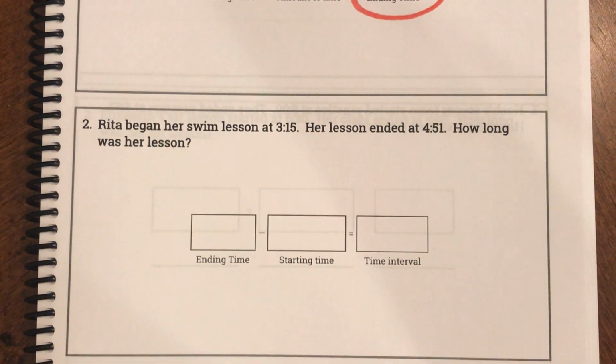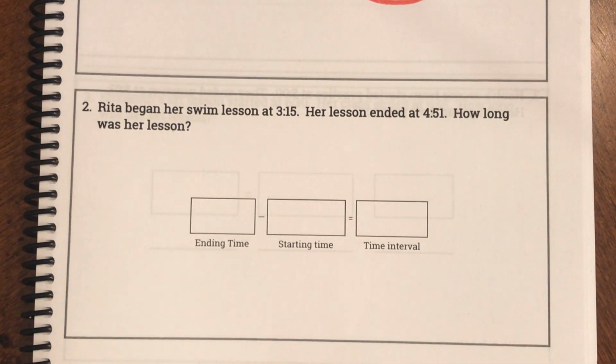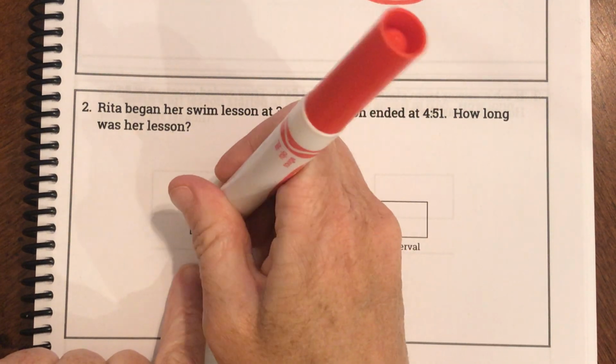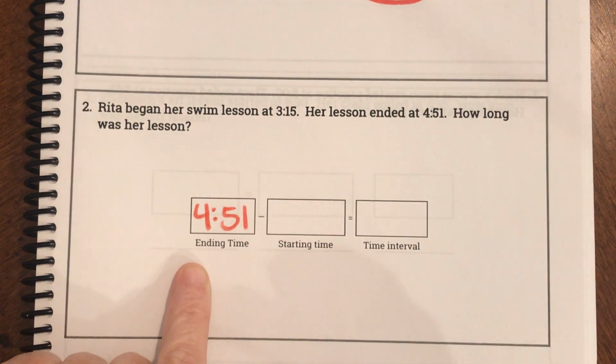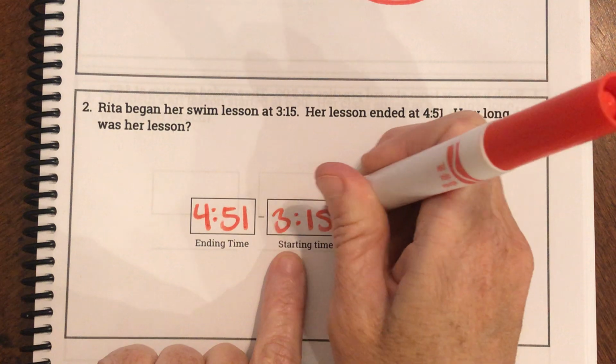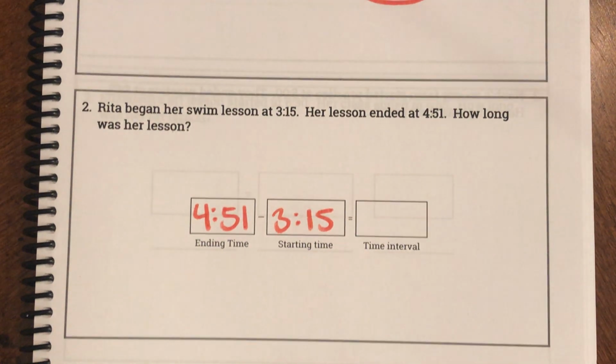Okay, let me look at my next problem. And what I see is Rita began her swim lesson at 3:15. Her lesson ended at 4:51. How long was her lesson? Okay, so this asked me to put my ending time first. So her ending time was 4:51. Her starting time was 3:15. So what was the time interval? So again, remember my choices. My choices are the clock, adding and subtracting, or the number line.